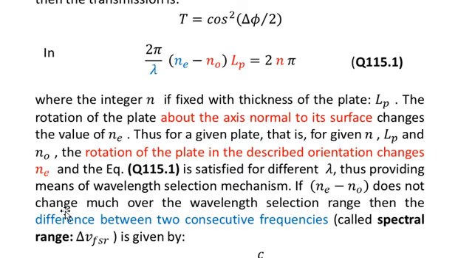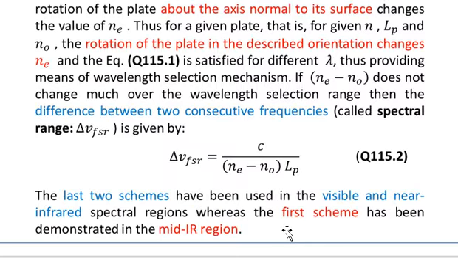If Ne minus N naught does not change much over the wavelength selection range, then the difference between two consecutive frequencies, called the spectral range or free spectral range, delta nu FSR, is given in equation number 2. So delta nu FSR is equal to c over (Ne minus N naught) times Lp.